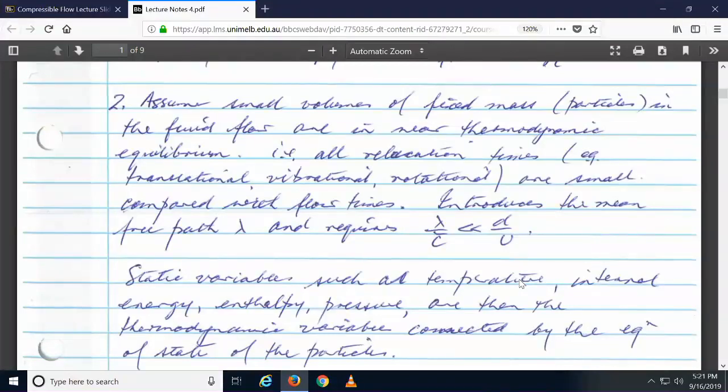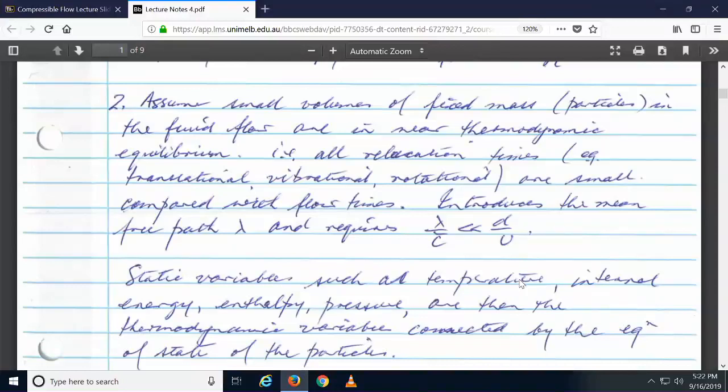So the mean free path is the distance a molecule or a particle travels before it suffers a collision with another particle. So that's lambda. And so the collision time, the time for the next collision, is the distance divided by the average speed of molecules. And we're going to find out the average speed of molecules is close to the speed of sound. So lambda over c bar is the time for a collision. And in order to reach thermodynamic equilibrium, that time has to be much, much smaller than flow times.